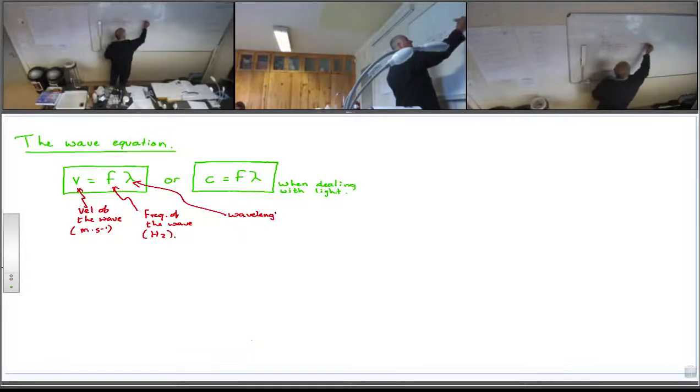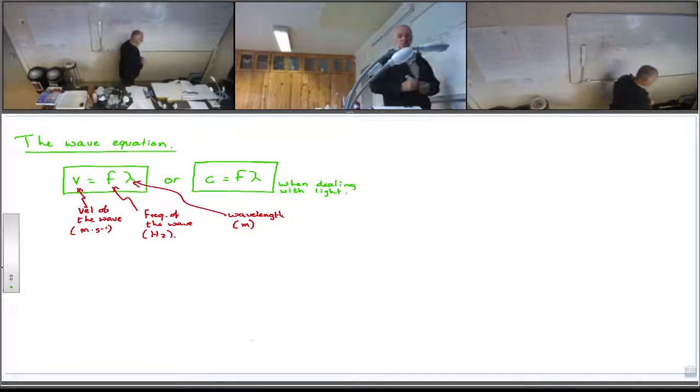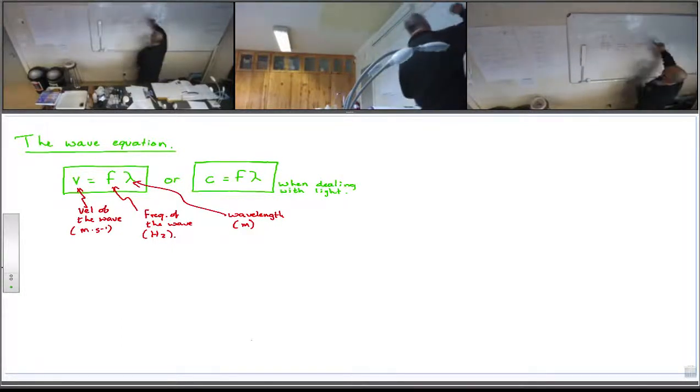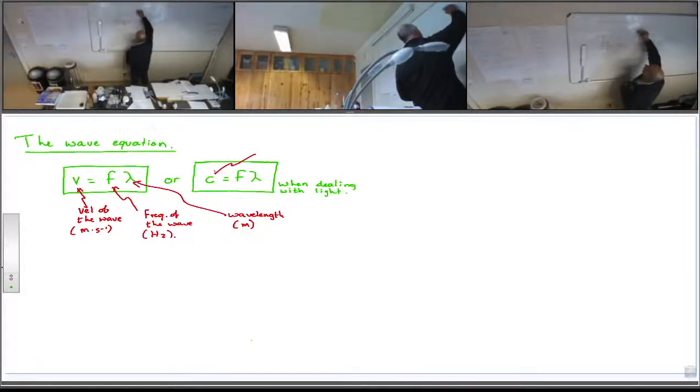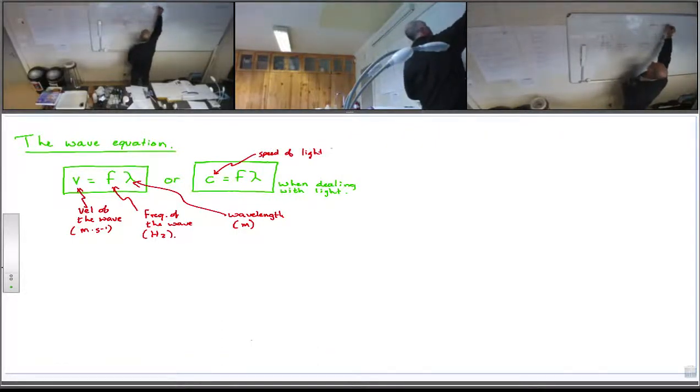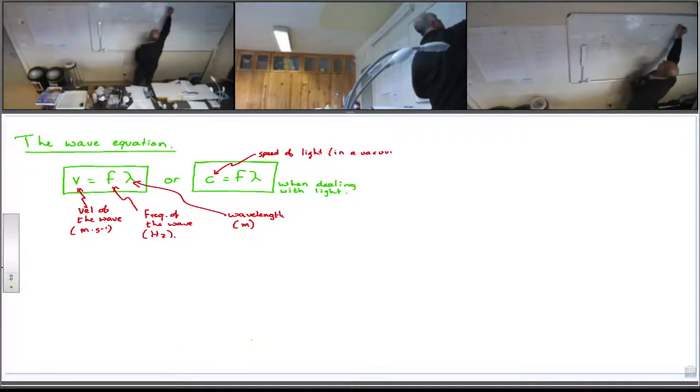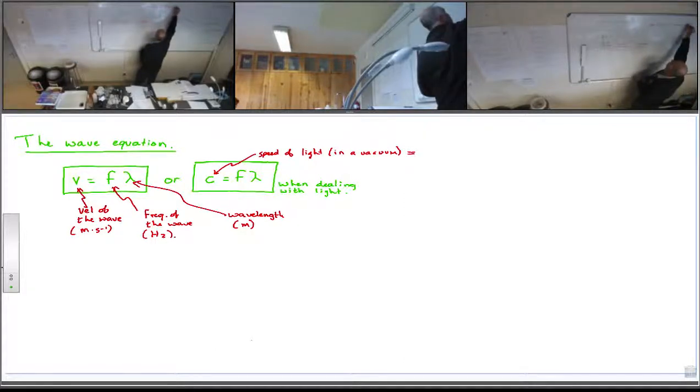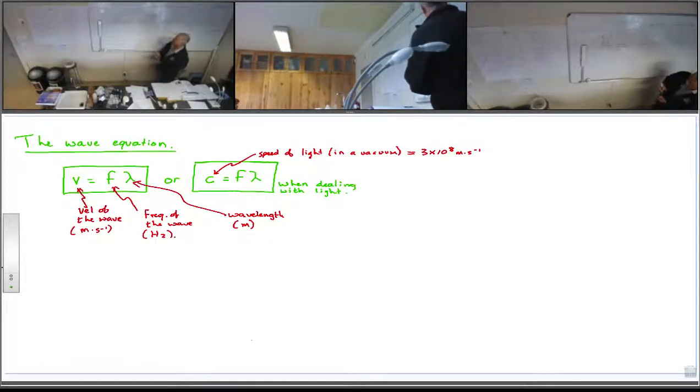And lambda is the wavelength in meters. And C is the speed of light in a vacuum. And that we know is always equal to 3 times 10 to the power of 8 meters per second. There we are.